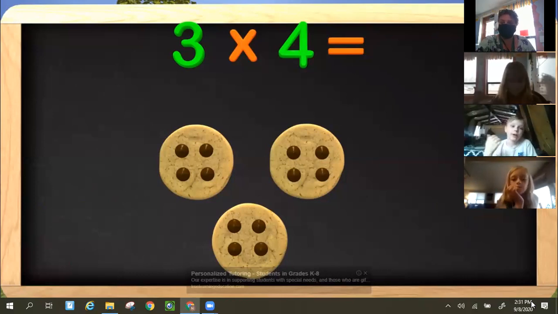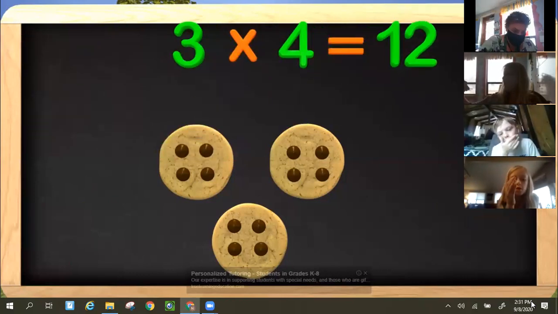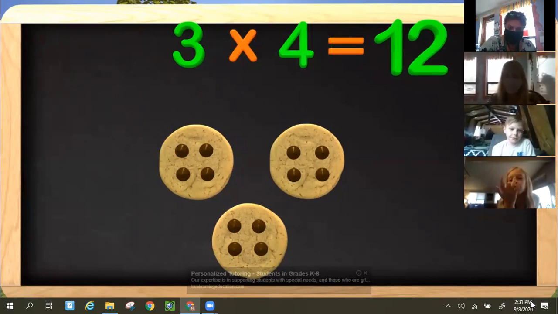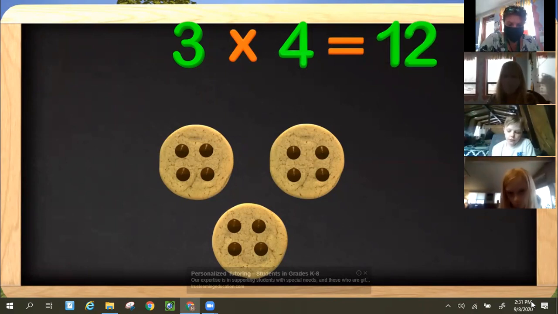12. The answer is 12. Wow, great job, guys, kids. Awesome job. 3 multiplied by 4 is 12. And we not only know the answer, but we know how multiplication works.